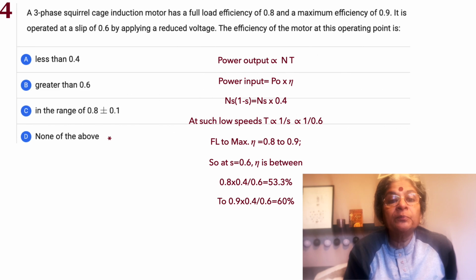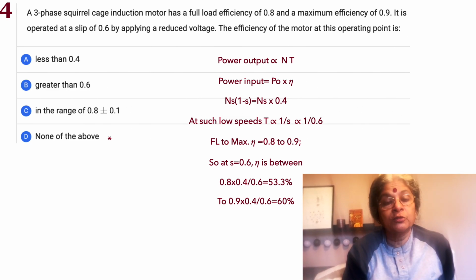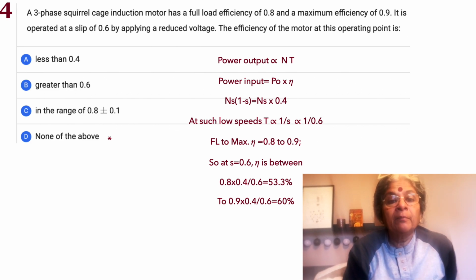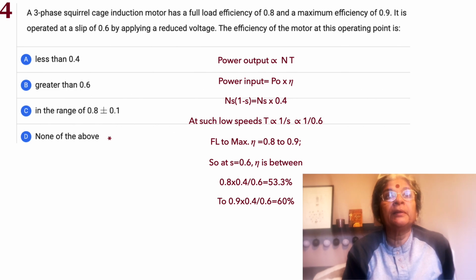This machine is operated at a slip of 0.6. This is a very poor slip, because now speed is going to come down drastically. If the synchronous speed, which is not given, is Ns, then Ns into (1 minus s) gives us the motor speed, which is now only 0.4 times the synchronous speed, by applying a reduced voltage. So this is the strategy: reduce the voltage and get a lower speed.